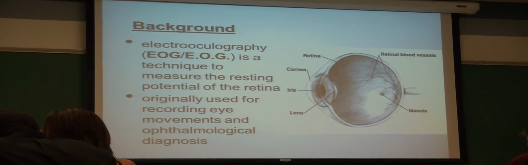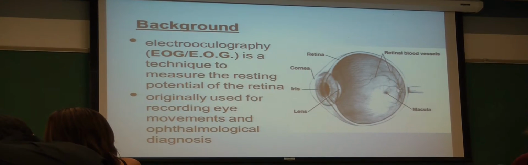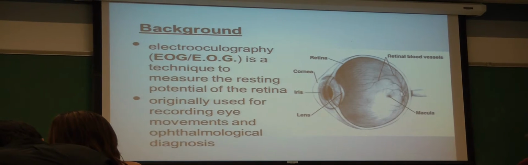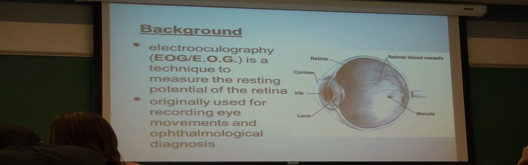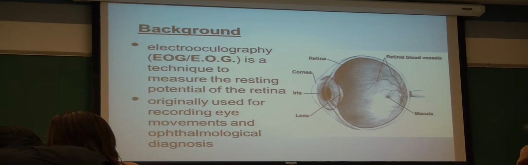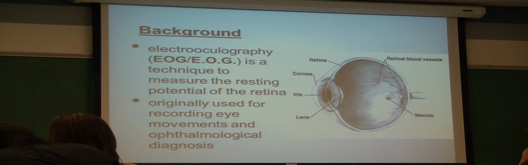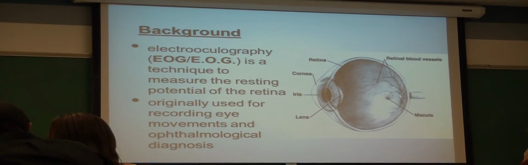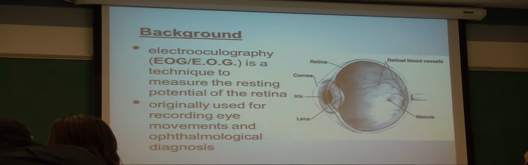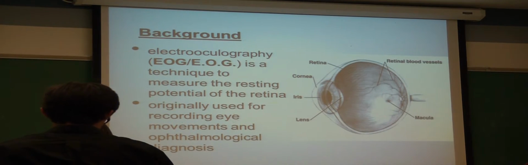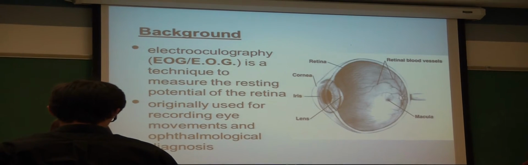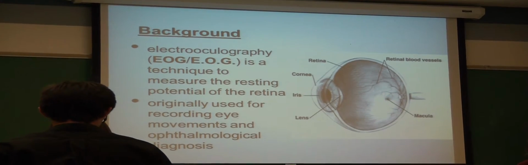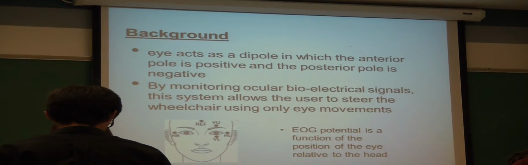So, some background information on this. Electrooculography, I'm just going to call it EOG, is a technique to measure the resting potential of the retina, which is a light-sensitive tissue lining the inner surface of the eye. Originally, it was used to record eye movements and for ophthalmological diagnosis, which is basically the physiology, anatomy, and disease of the eyes. But it has branched out a lot since then.